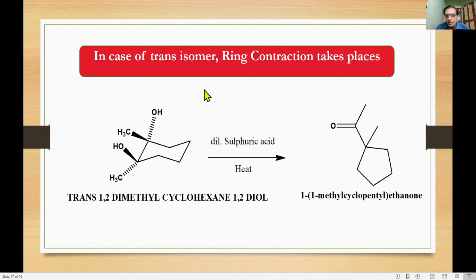So with the cis isomer, the normal pinacolone is formed, a normal reaction as usual, whereas in the trans isomer only ring contraction takes place to make a compound.